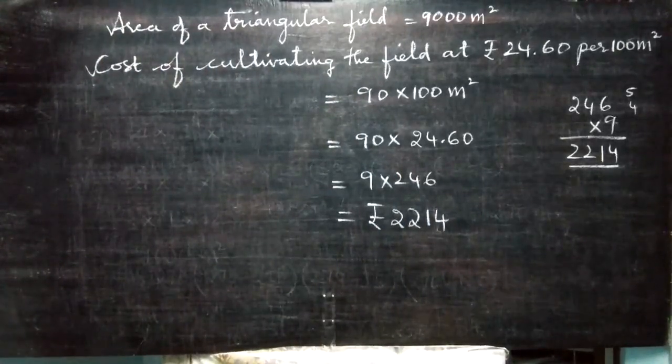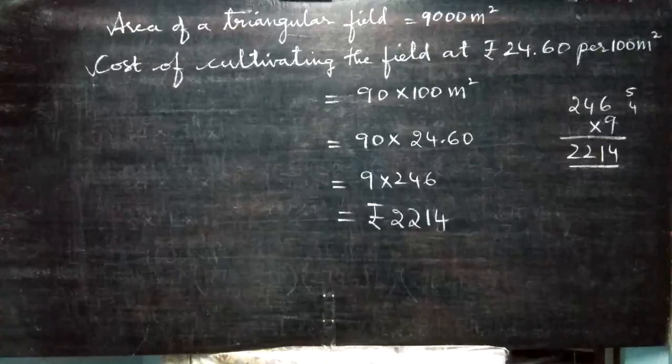Therefore the cost of cultivating the field is 2,214. Write that conclusion, very, very important. Therefore the cost of cultivating the field is equal to 2,214.